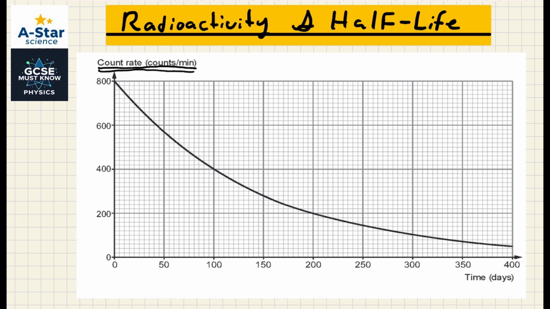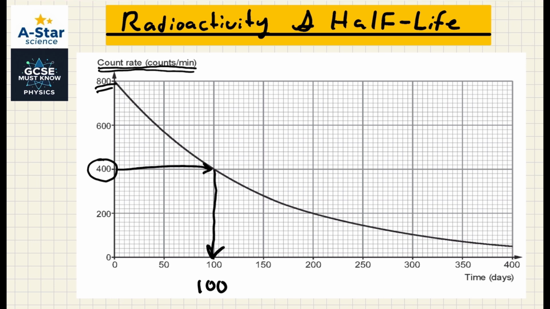Here they're emitting 800 counts per minute. So to find the half-life, we simply look at half of this total count, which would be here 400. Half of 800 is 400. Then we move over to the line and then look at the time it takes for that half of a count to happen, and that would be 100.